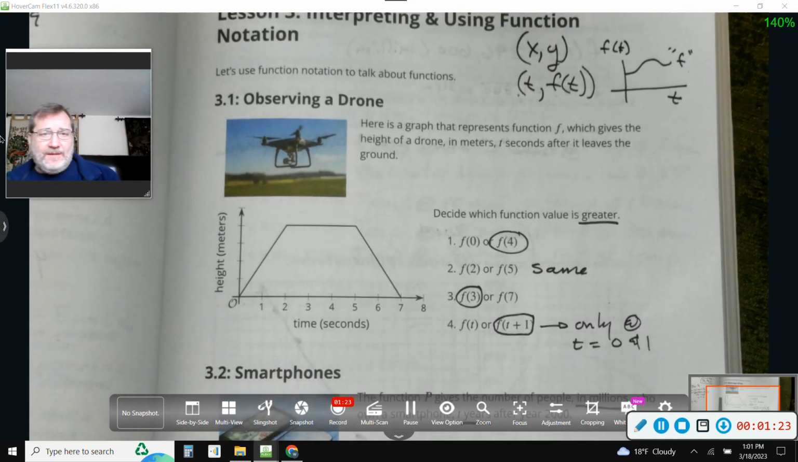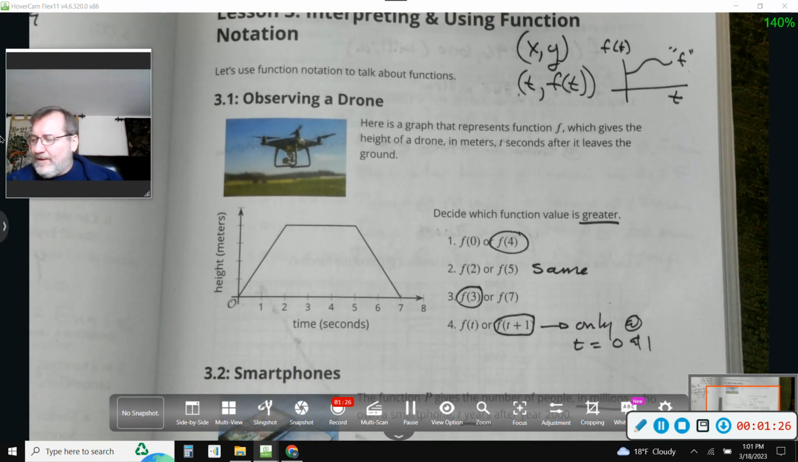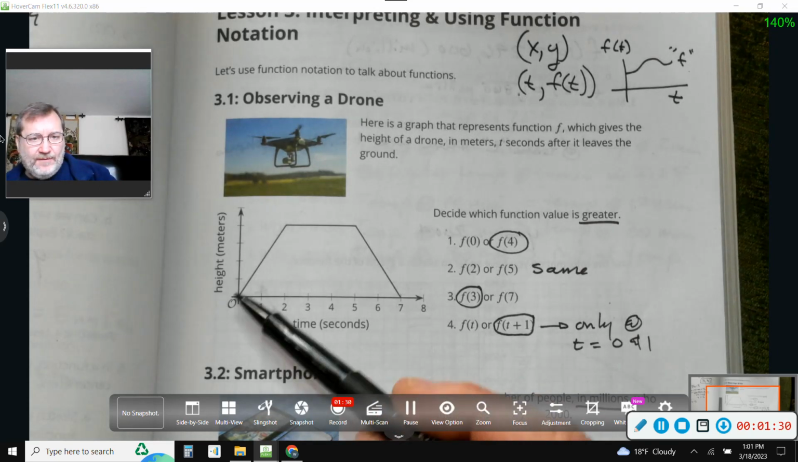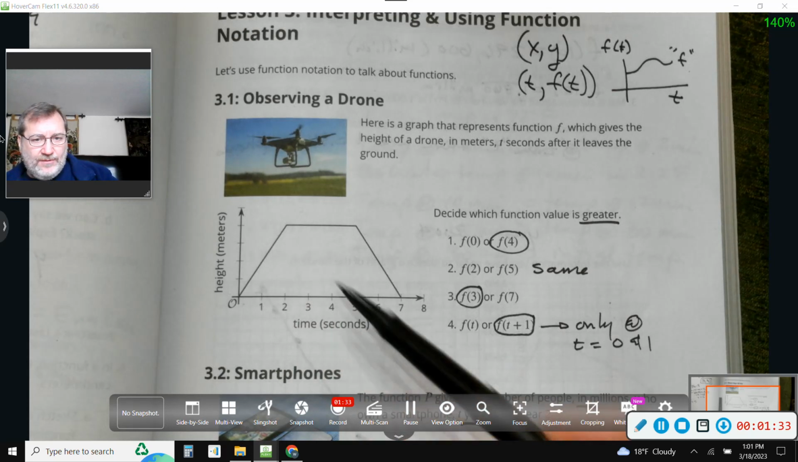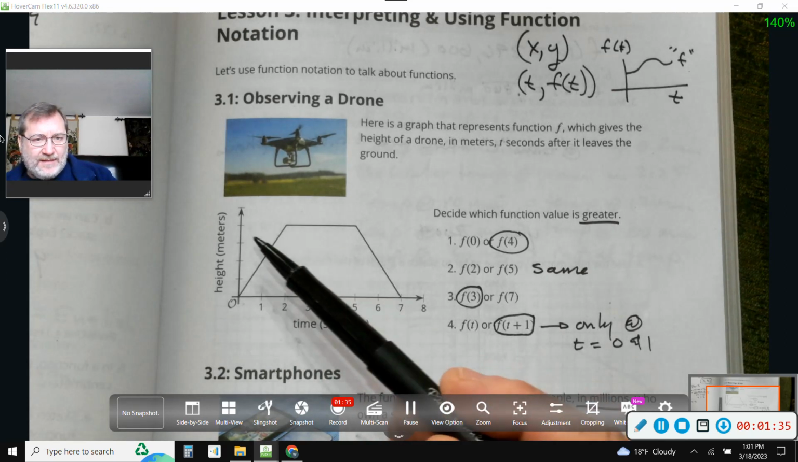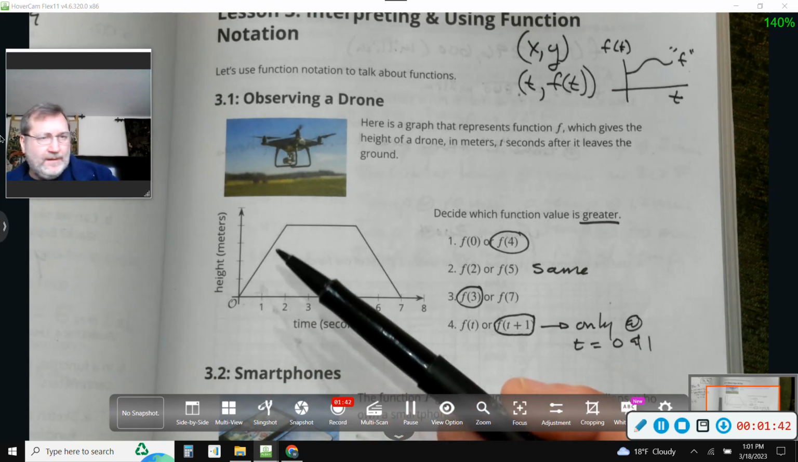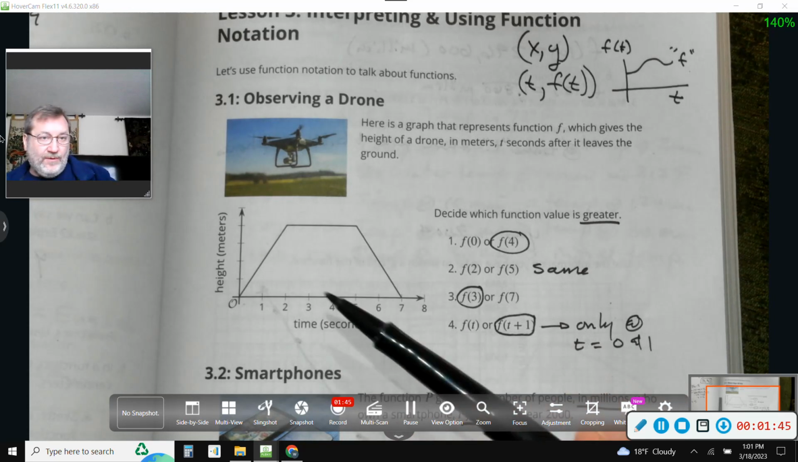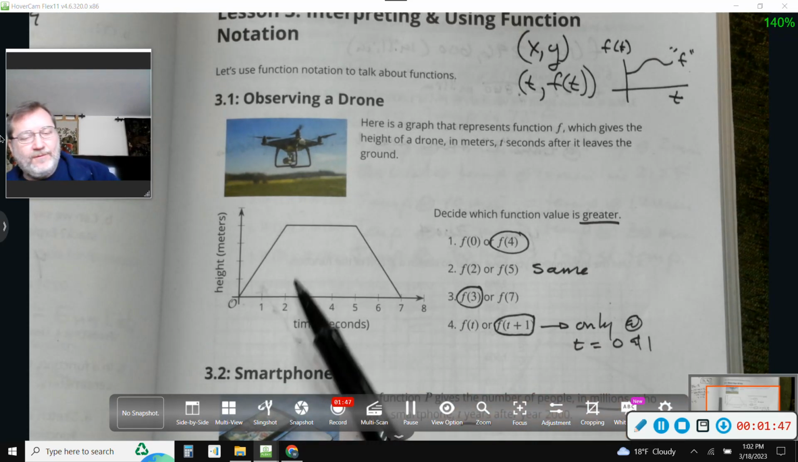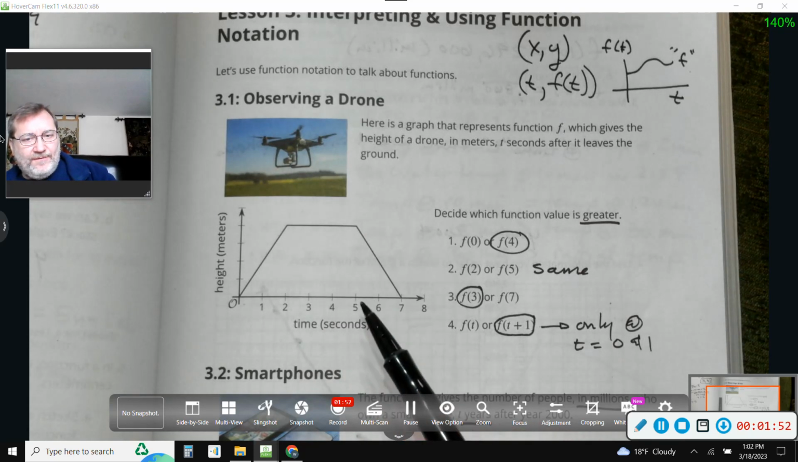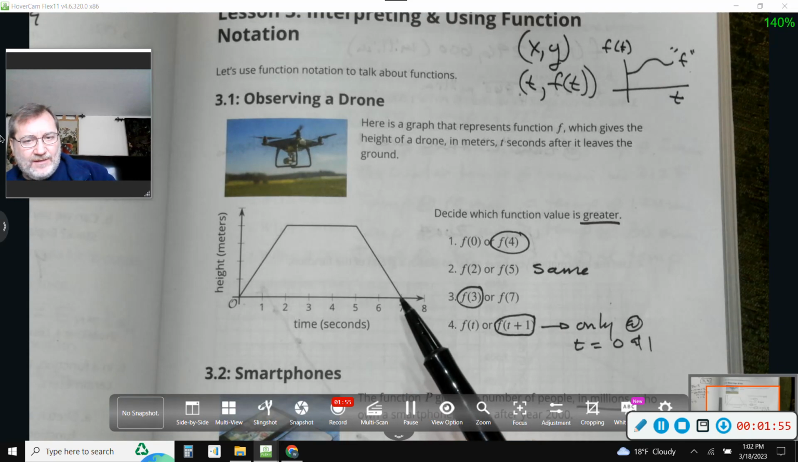So to begin with, we have the first one, 3.1, observing a drone. The drone starts off here at time 0, at a height of 0. Over the span of about 2 seconds, it goes up to its max height. That meter could be anything that you want. It could be 1, 2, 3, 4, or 5, 10, 15, 20. There's no scale on this, so we don't really know, and you don't need to know at this point for these questions. It goes up, has the same height all the way out to 5 seconds, and then comes back down until it lands on the ground at 7 seconds, and its height is 0.